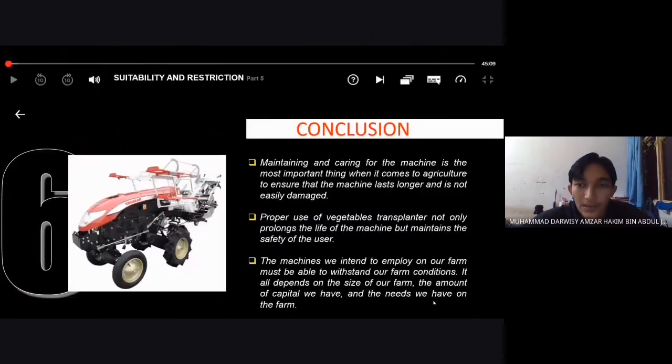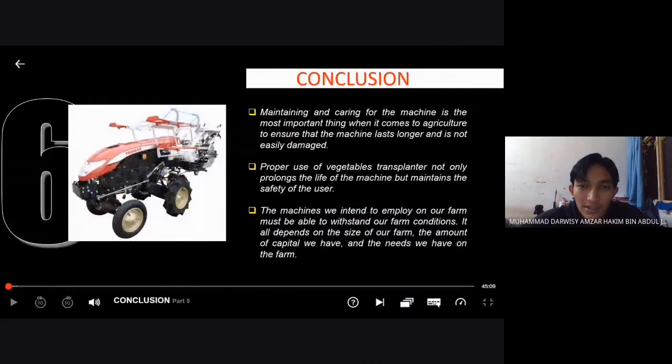Next one. So what is the conclusion? The conclusion is that maintaining and caring for the machine is the most important thing when it comes to agriculture, to ensure that the machine lasts longer and is not easily damaged.